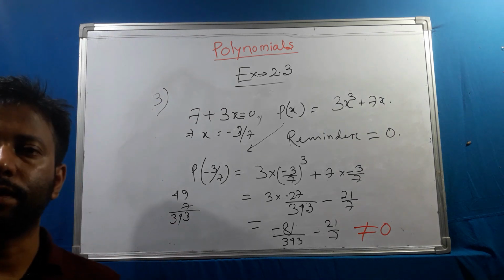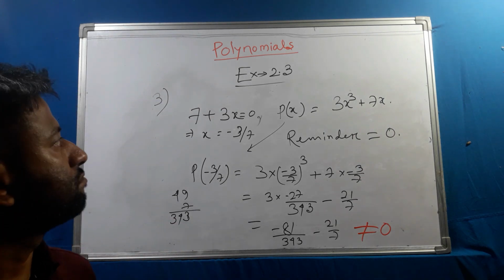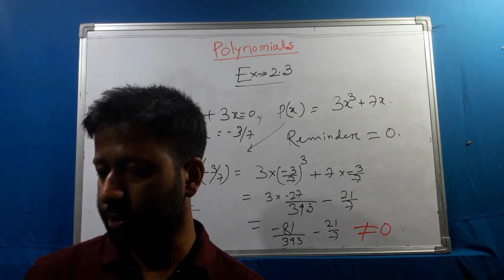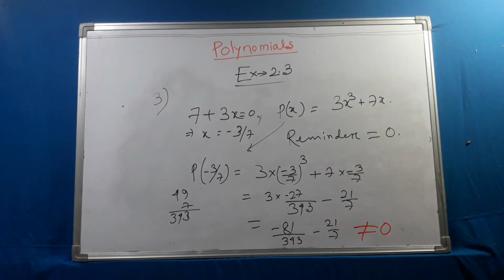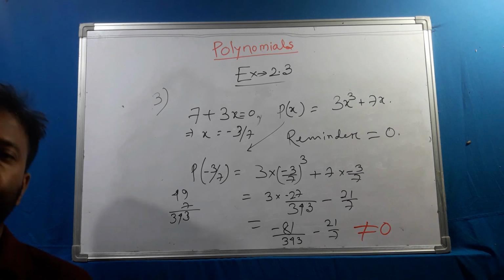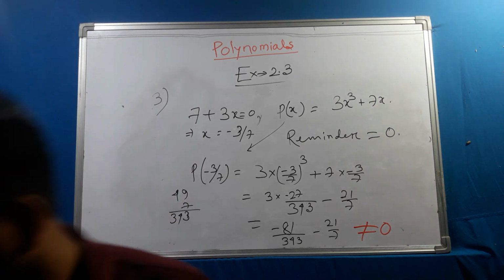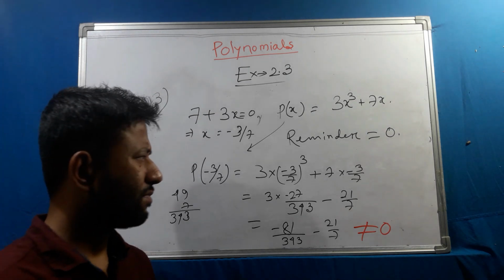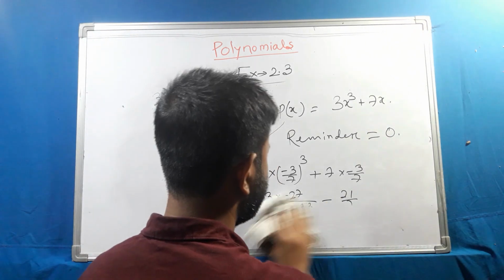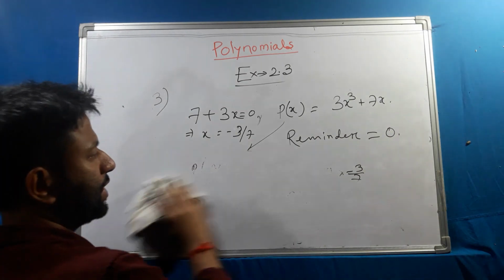So let's see the next exercise. Okay, now we are starting exercise 2.4. So what is 2.4 telling? 2.4 is dealing with the factor theorem.